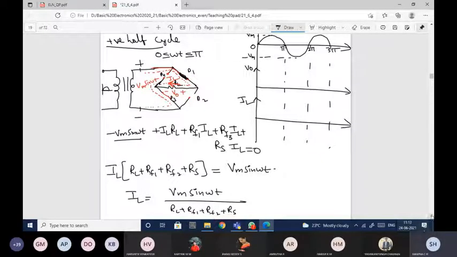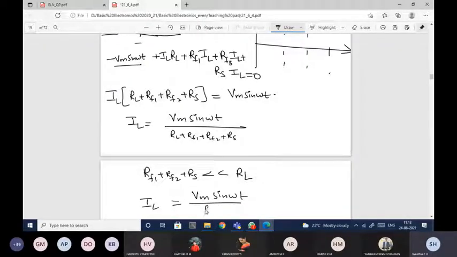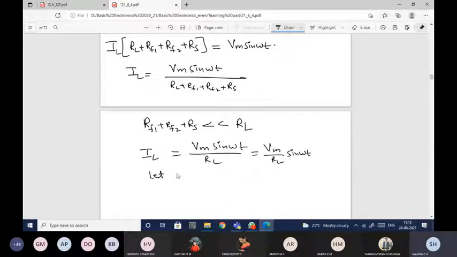Here RF1 plus RF2 plus RS values will be in ohms only, like 10 ohms, 20 ohms, 5 ohms, which is very much less when compared with RL. So I can replace this entire thing with just RL. So IL is equal to Vm sin omega t divided by RL, or I can write as Vm by RL into sin omega t. Let Vm by RL be equal to Im.